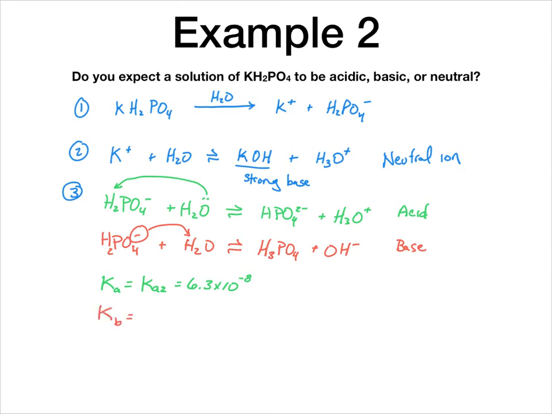I also need to look up the Kb for the base reaction, which is going to be Kw over Ka1. And it's Ka1 because I'm working with the fully protonated species and the singly deprotonated species. So that's 1 times 10 to the minus 14 divided by Ka1 for phosphoric acid, which is 7.2 times 10 to the minus 3. And so the Kb is 1.39 times 10 to the minus 12.